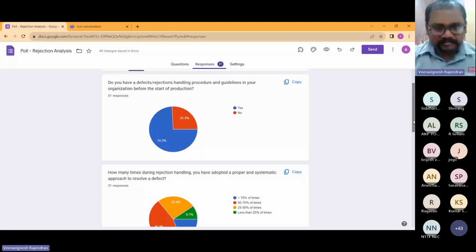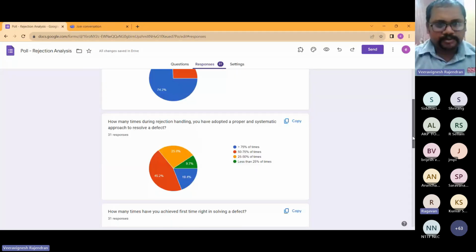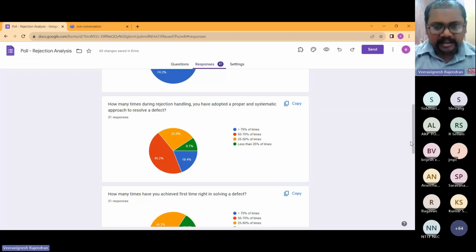Okay. Next question is, how many times during rejection handling have you adopted a proper and systematic approach to resolve a defect? If everything were greater than 75% of the times, then that is the best scenario. But what has happened is almost 45% of the people have opted that in their process of analysis, only 50 to 75% of the time, that means out of 10, maybe 5 to 7 defects only they have approached systematically. The rest are non-systematic. That means only 19% have opted that it is greater than 75%.